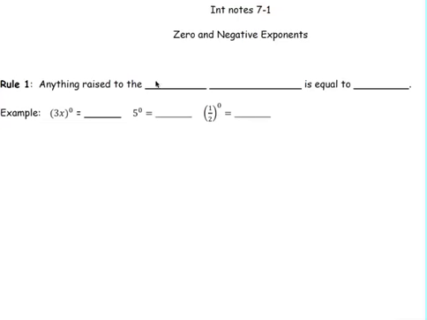Anything raised to the 0 power is equal to 1. So for example, if I have 3x in parentheses, the key is that it is in parentheses, and that's raised to the 0 power, it just equals 1.